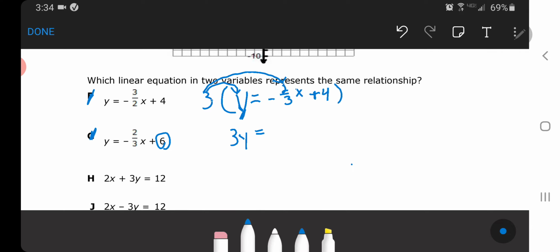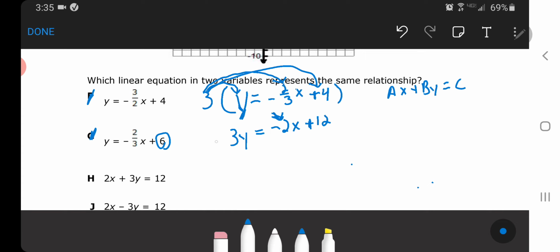Once again, I like this way because the 3 right here will kill this denominator of 3. So we're just left with that -2x. And of course, 3 times that +4 becomes +12. Okay, once again, to get in the standard form, we need ax plus by equals c. So I need to move the x term over, this guy right here. So I want to move the whole term over.